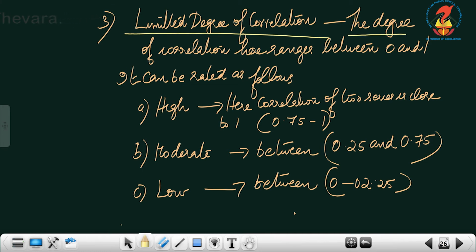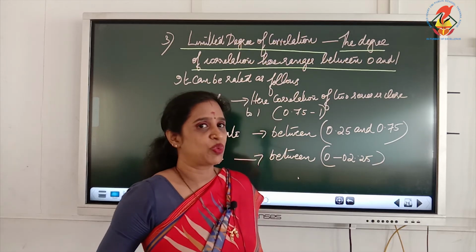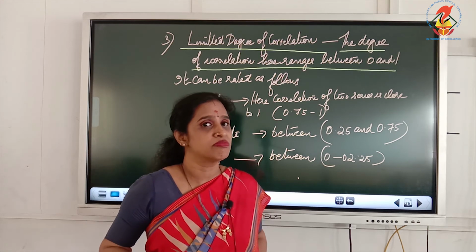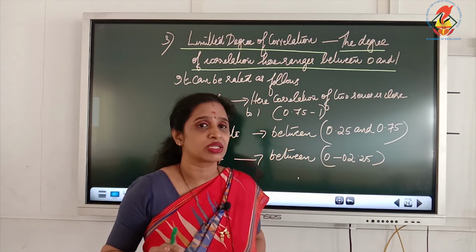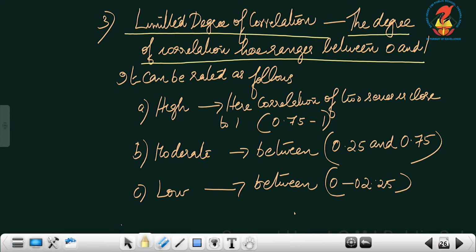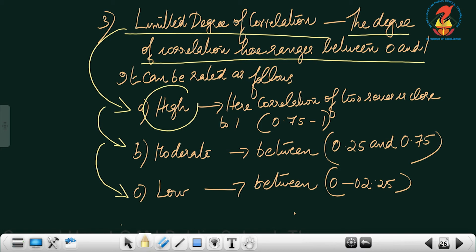Here the degree of correlation ranges between 0 and 1. Just now we discussed 0 as well as 1, and 1 in the sense of +1 and -1, isn't it? So, this limited degree of correlation lies in the range between 0 and 1. Under this limited degree of correlation, we have to discuss three types of degrees. First is high degree of correlation, second is moderate degree of correlation, and the third is low degree of correlation. Okay.